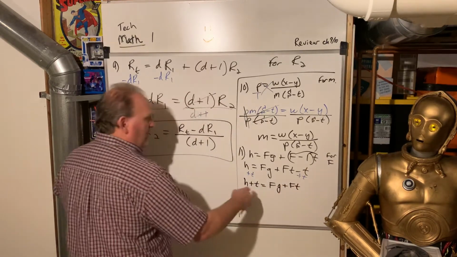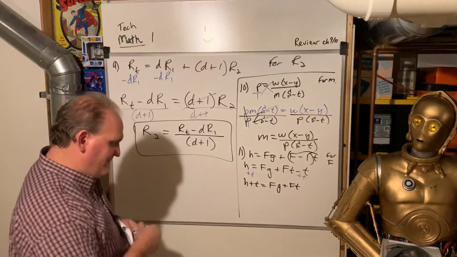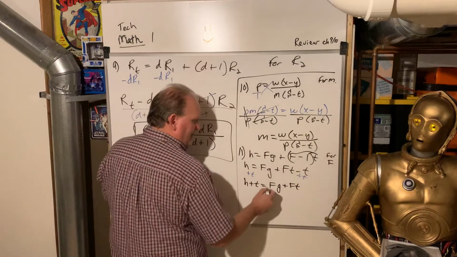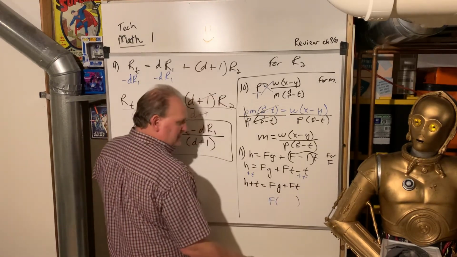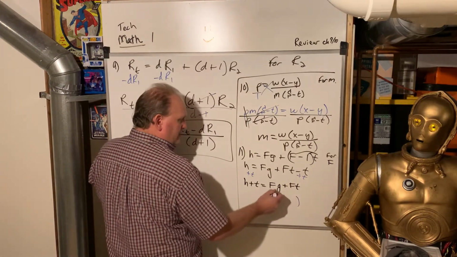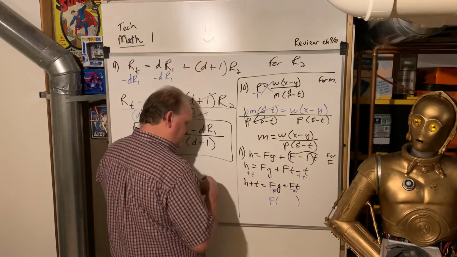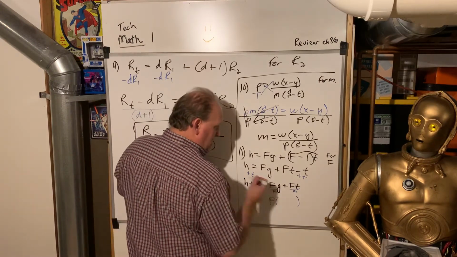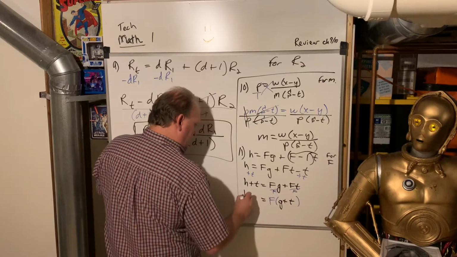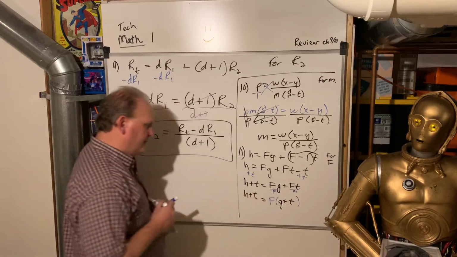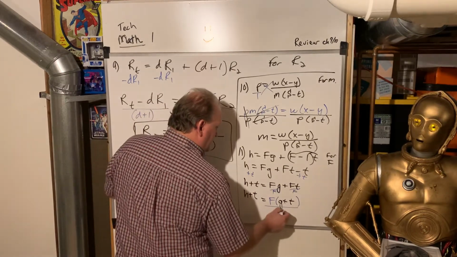All right, but now I want F, so I'm going to have to do what I did on the first page there. I'm going to have to factor out an F. So that's like undistributing it. I put an F down, I do an empty set of parentheses, and I divide it out. I end up with F times G plus T equals H plus T. All right, and now we just divide both sides by G plus T.